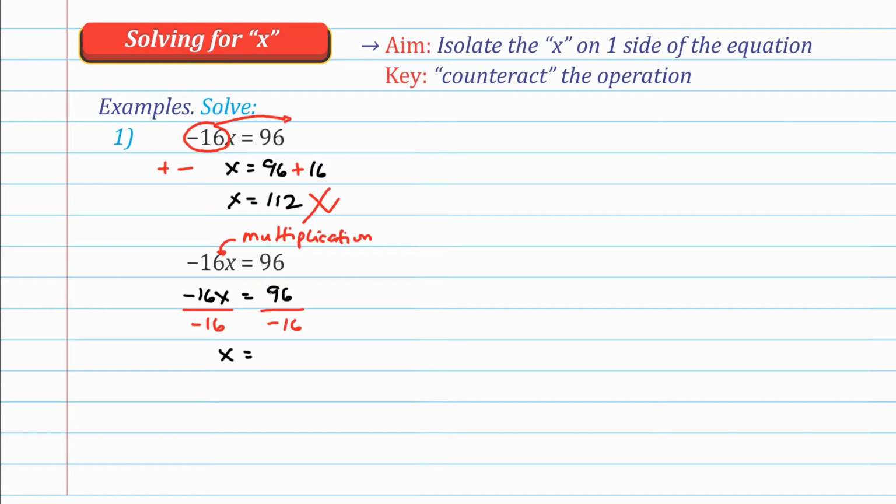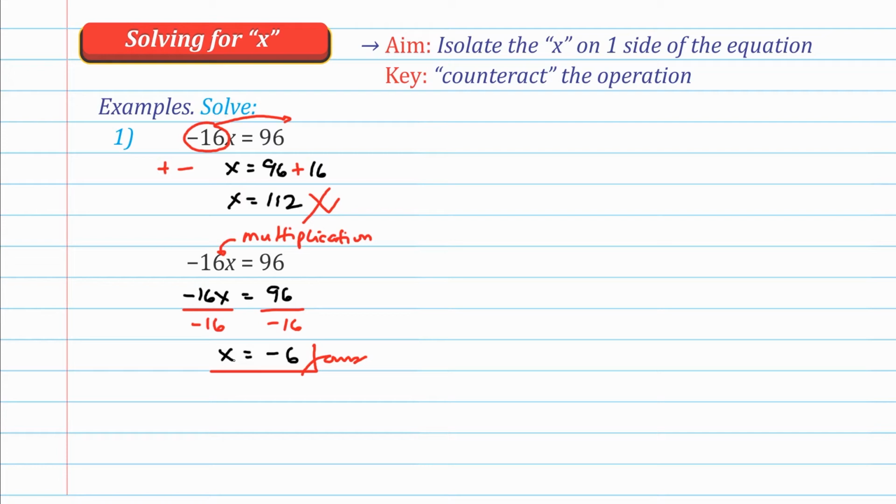Signs first: positive divided by negative is negative. 96 divided by 16 is 6. Therefore, the final answer should be negative 6. You can check if you want. Negative 16 times negative 6 is positive 96. Our answer must be correct.